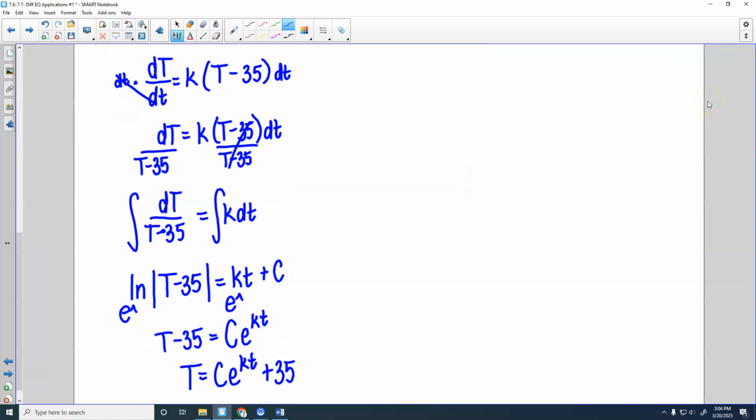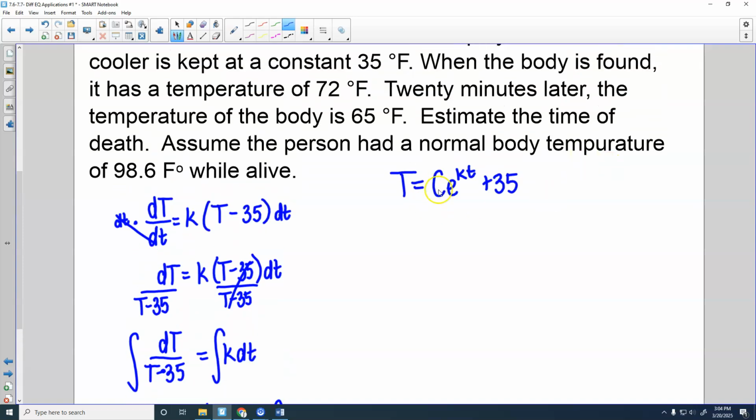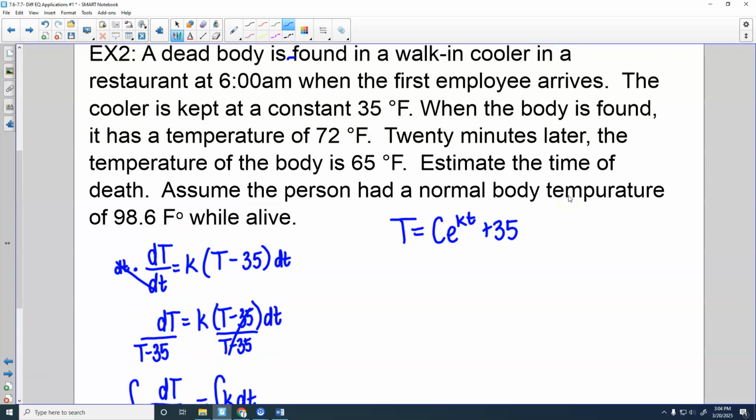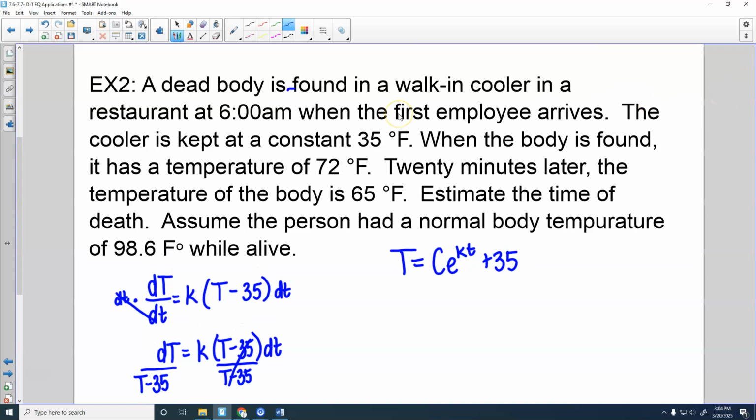Now we are using T equals C e to the kt plus 35, and we need to find C and we need to find k, much like on the last problem that we just did. We're going to find C, then plug it in, and then use that to find our k.